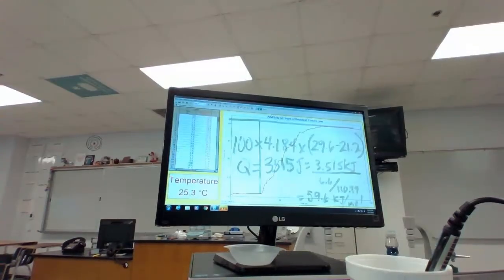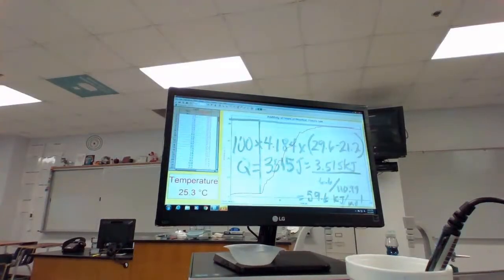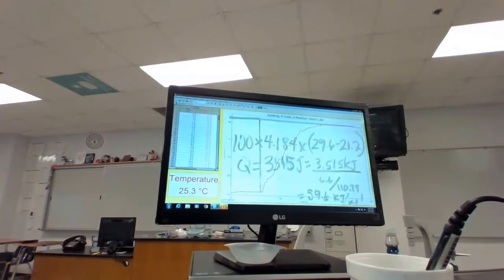Okay, and when we do that math, we get 59.6 kilojoules per mole. And so that is our pretty standard type of reaction that we get for not only the heat that is released in this example, but also the molar heat of the reaction of this dissolution. Molar heat of dissolution is what this is called. Okay, so the next part we're going to do is basically our laboratory.